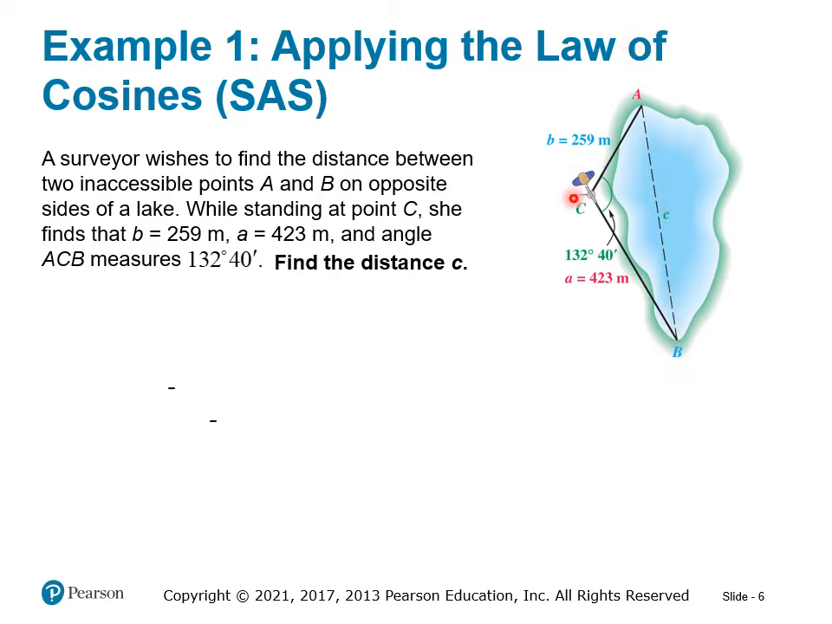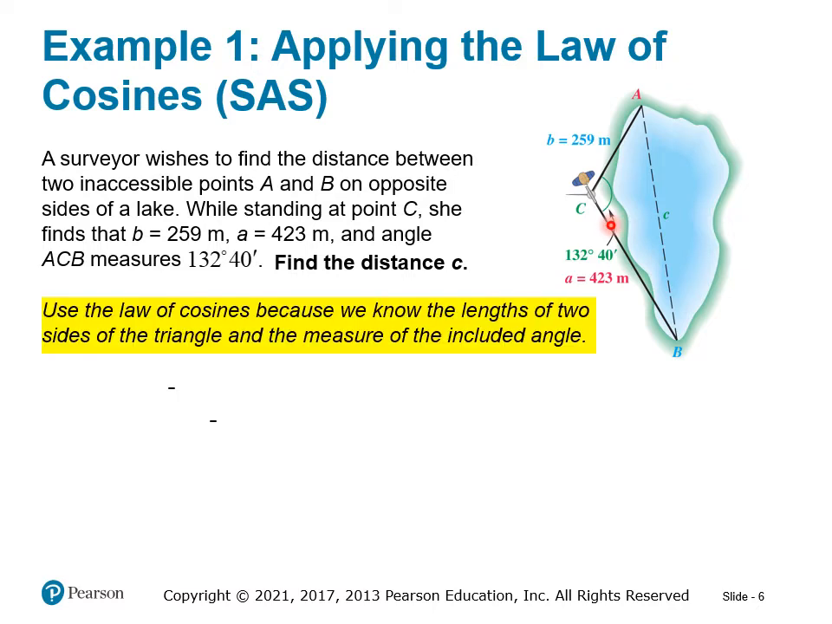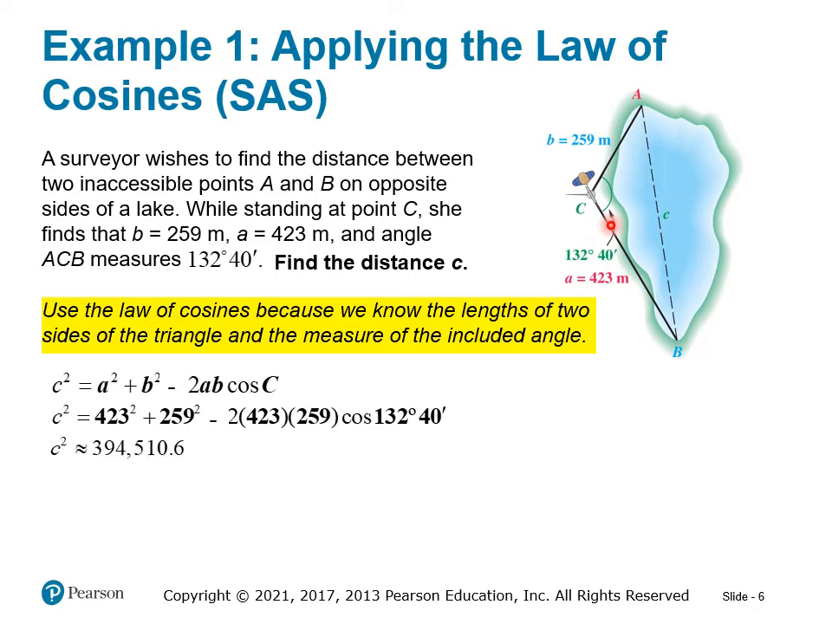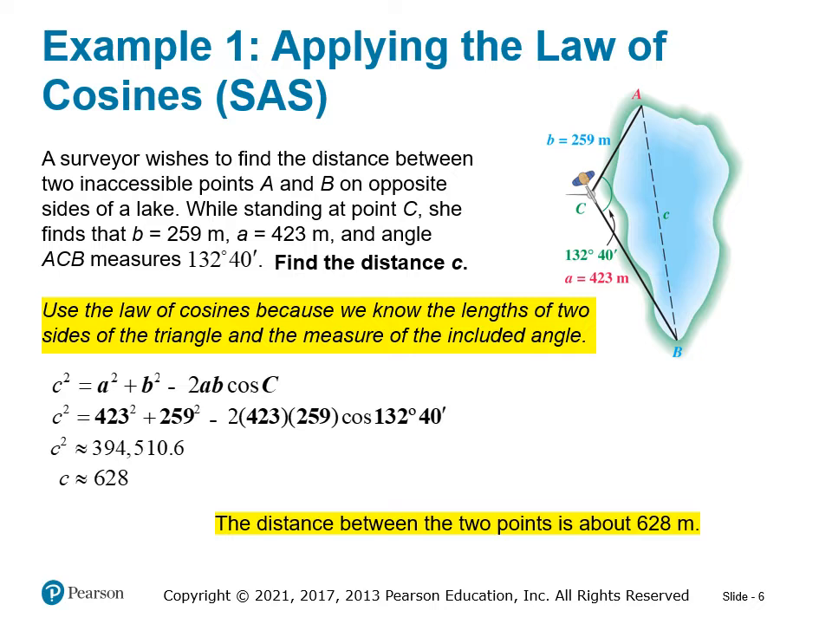c squared equals a squared plus b squared minus 2ab cosine C. So if we just plug in the values directly to this formula, we can actually solve this problem just by plug and play. Okay, so this is probably the simplest type of formula. You can try this, you can plug in the values, and in fact, you should try this to make sure that you do get these values. Okay, and so here we see that the distance between the two points is about 628 meters.